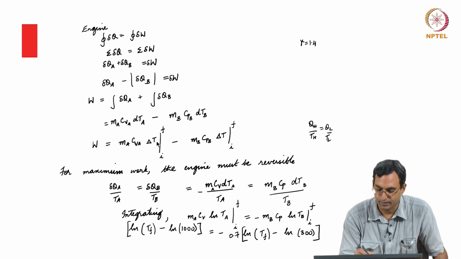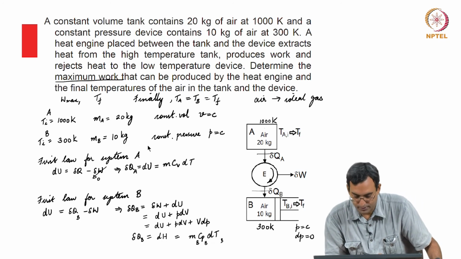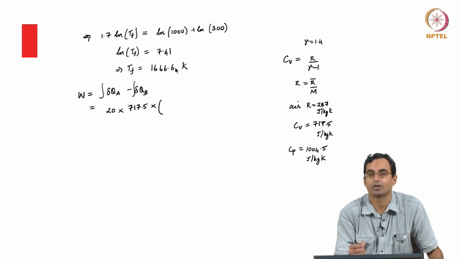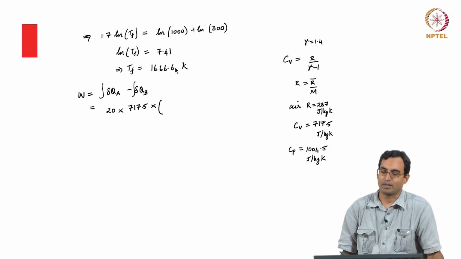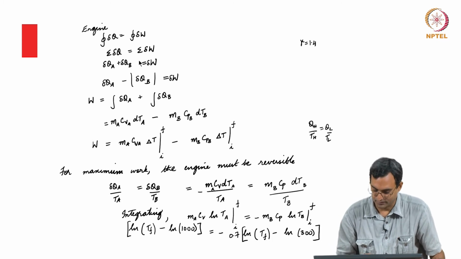So this will be T final minus T initial. T final must be lower than T initial, so clearly my value is wrong. Okay. So I have made some mistake in the calculation of TF. Let me go back and try to fix it.